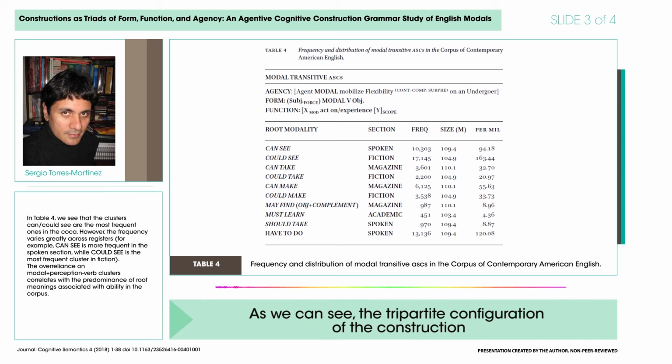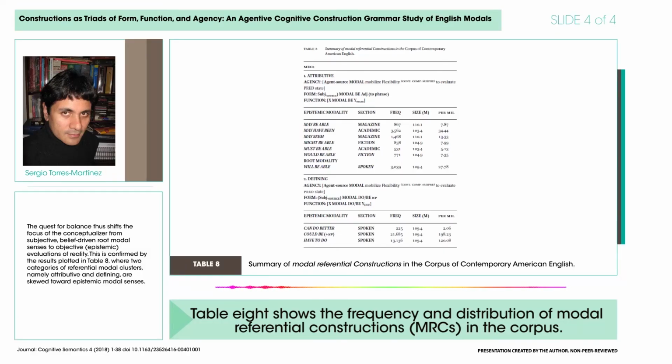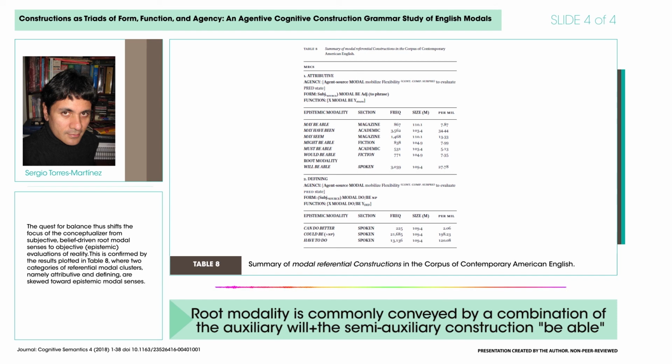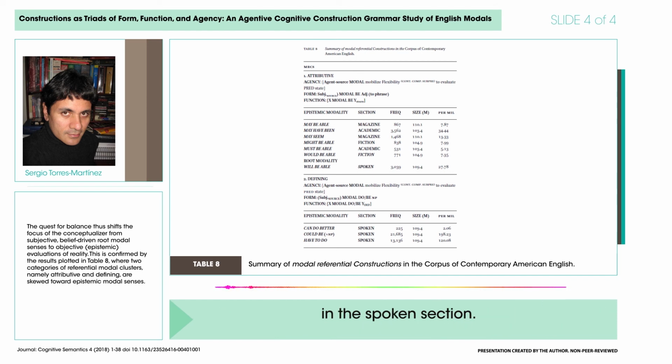As we can see, the tripartite configuration of the construction, including formalism for the agentive component thereof, provides a more fine-grained picture of how constructions are used. Table 8 shows the frequency and distribution of modal referential constructions in the corpus. In the case of attributive MRCs, these modal constructions encode an embodied component based on the sense of balance, motivating epistemic meaning, in the form of may plus be modal clusters, where modality is commonly conveyed by the combination of the auxiliary will plus the semi-auxiliary construction be able in the spoken section.